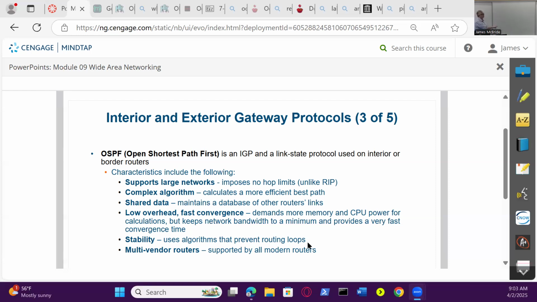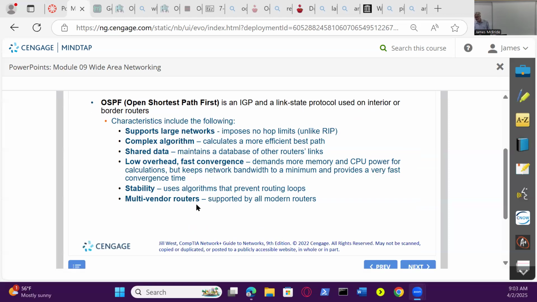Didn't I see this data? So the ability to say, okay, we're going to track and map out this network far enough and well enough that we're not getting data back. And then, of course, it's supported by all modern routers, meaning that I don't have to go out and buy 10 Cisco routers. I can buy all sorts of different routers, and they'll understand OSPF.